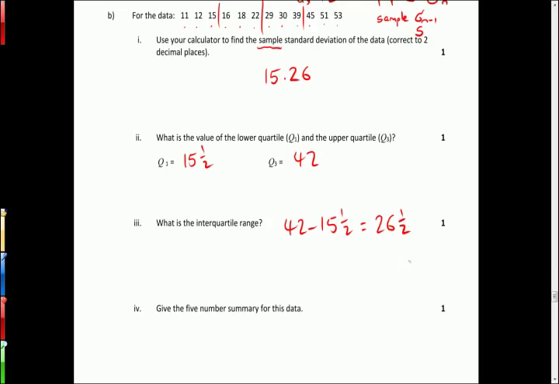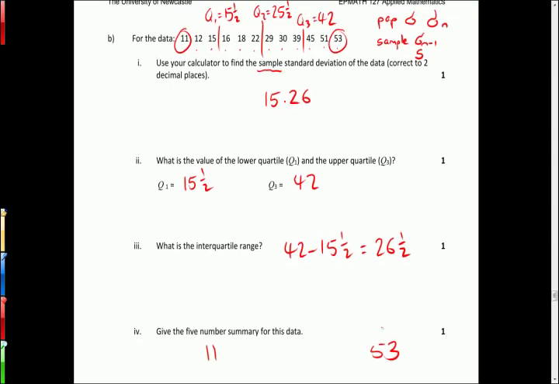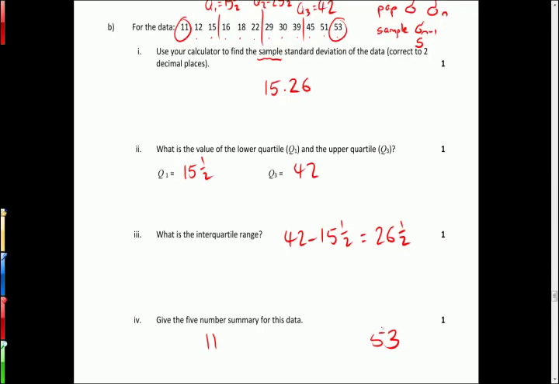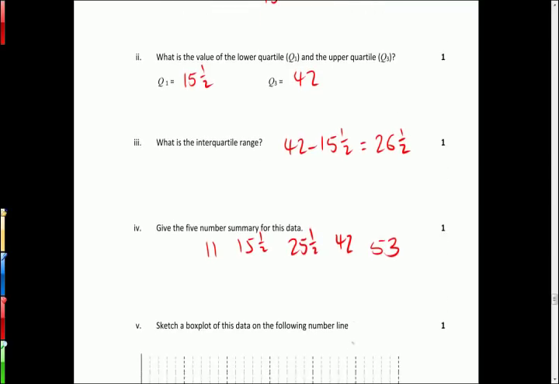Give the five number summary. Well, all that is the min, Q1, Q2, Q3, max. The minimum's 11. The maximum's 53. And if I scroll down a bit, Q1, Q2, Q3 are 15.5, 25.5, and 42. And sketch a box plot.